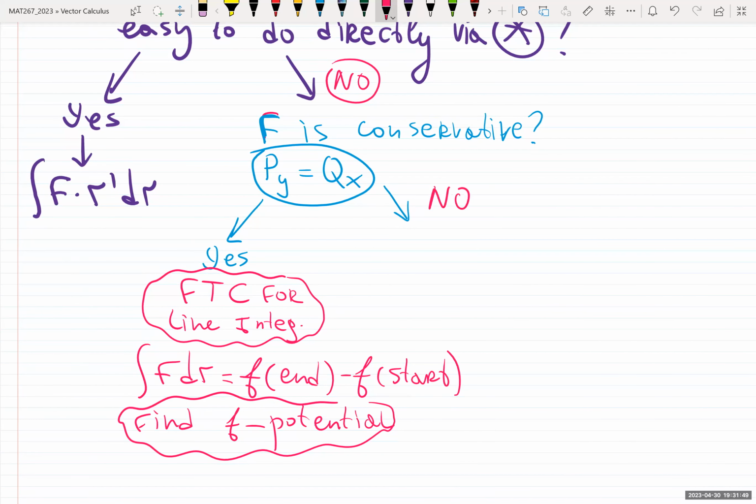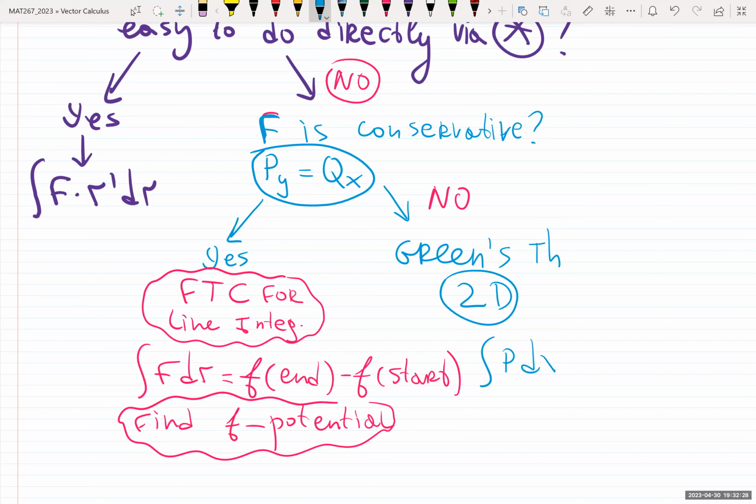If it is not conservative, then maybe it's possible to use Green's theorem in 2D. Do you remember Green's theorem? Let me write down a nice looking formula. Green's theorem says the integral of P dx plus Q dy equals a double integral, where you take the difference of the second term, Q sub x minus P sub y.